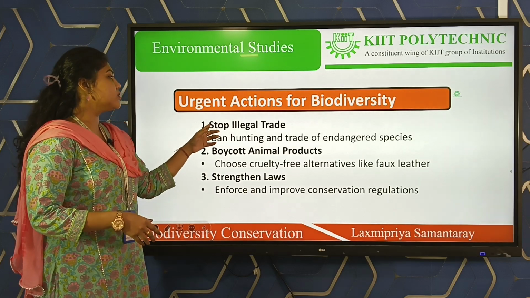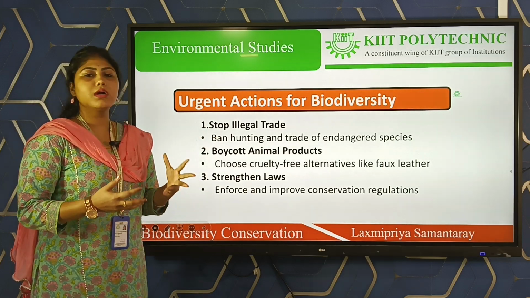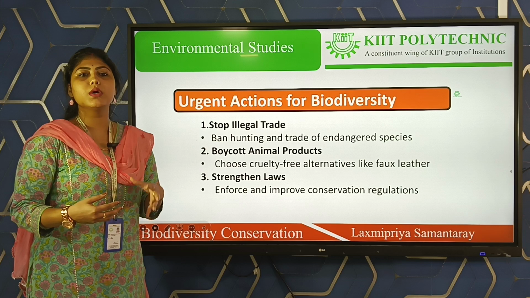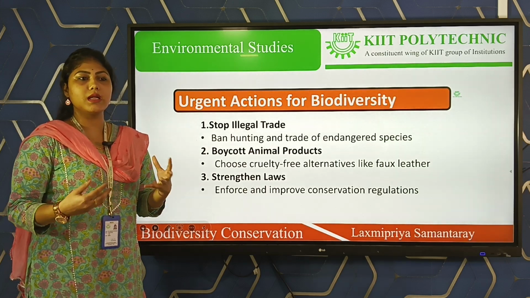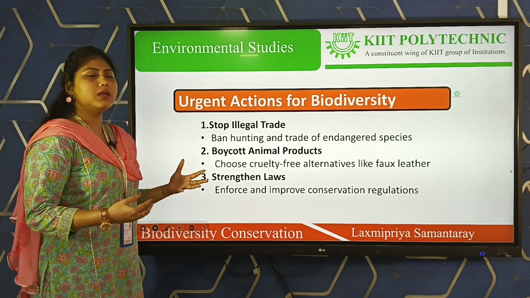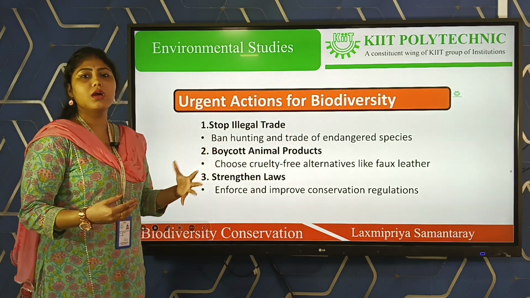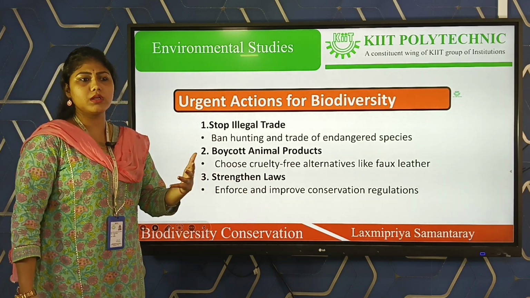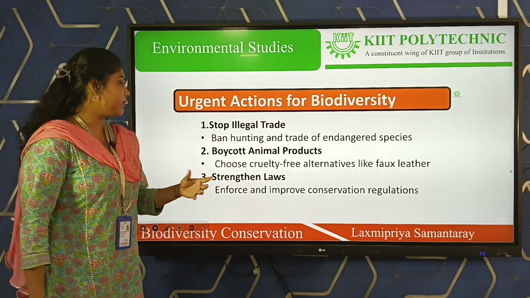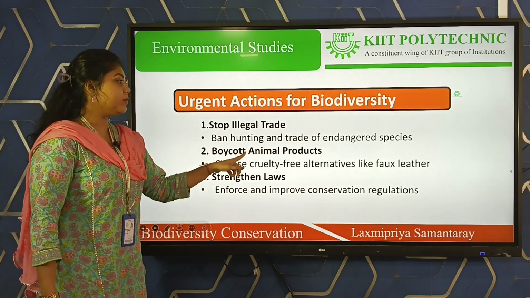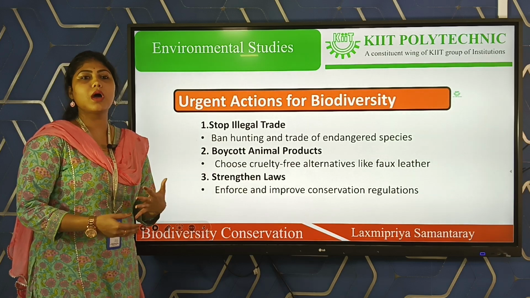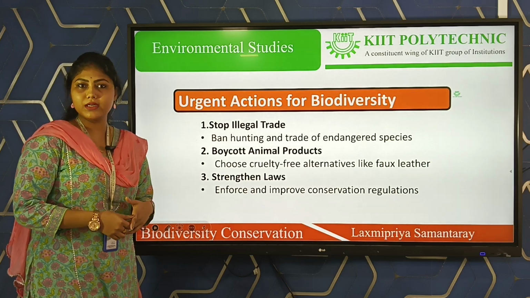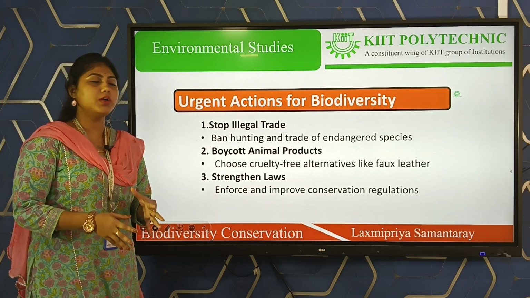The first one is to stop illegal trades. For our human needs, we are daily hunting the animals, and we are doing illegal trades for our business purposes, for our everyday lifestyle. The second one is to boycott animal products, which means we have to avoid animal products we use in daily life, like combs, leather belts, and leather bags. So we have to avoid all these things.